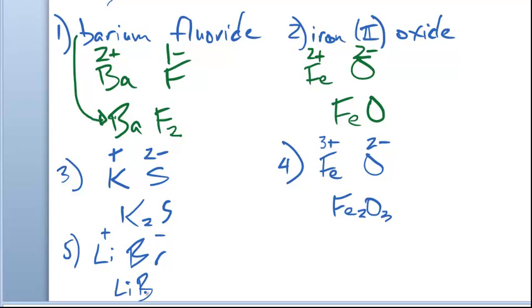So in this case, a 1-to-1 ratio is what we need. So LiBr is the correct formula. Number 6, chromium 3 sulfide.